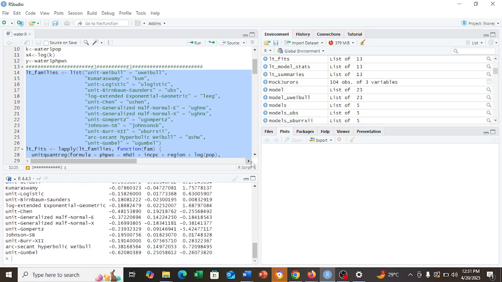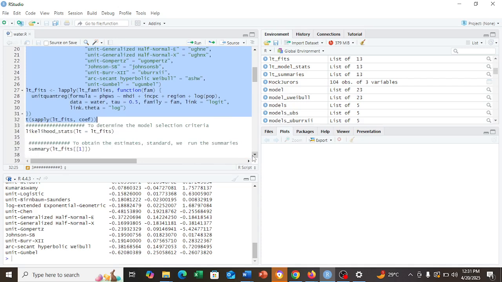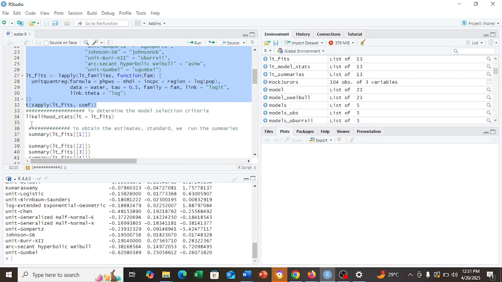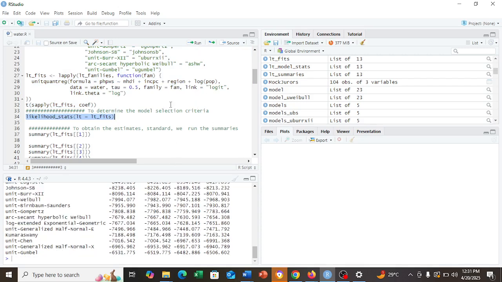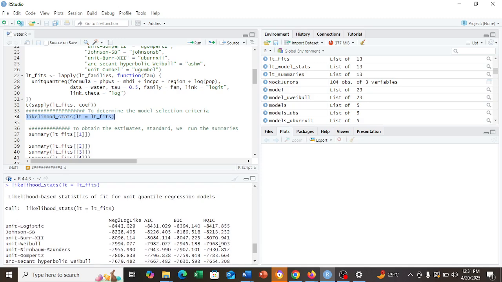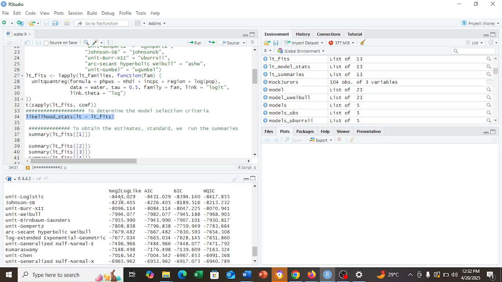Okay, so if we are looking at which of these 13 distributions offer a good fit to our data set, then we will have to go for the model selection criteria. So that is here. I will just run you by it. Yes, so it's here.